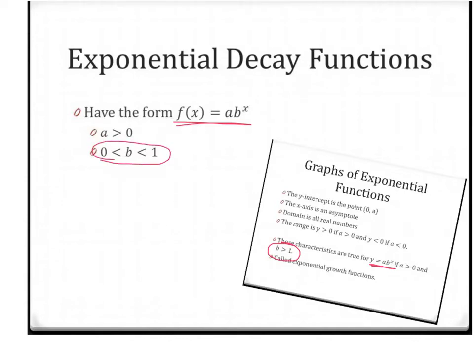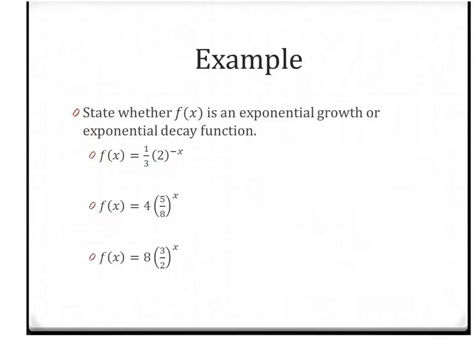And I didn't really talk about it in the growth video, but b can never be 1 because 1 to any power is just 1. You just graph a horizontal line. So b does have to be a number other than 1. But that's the difference. So you can just look at the equation and tell: if b is greater than 1, it's going to be growth, and if b is between 0 and 1, it's going to be decay.